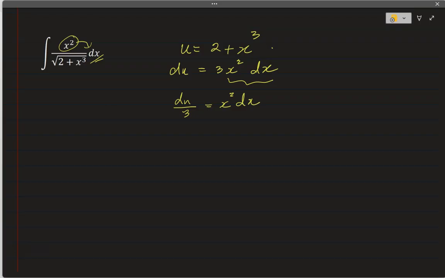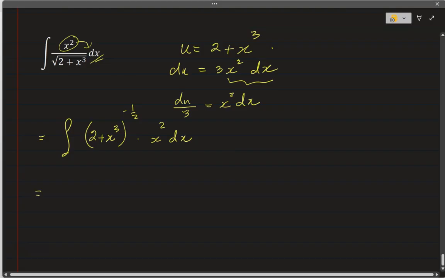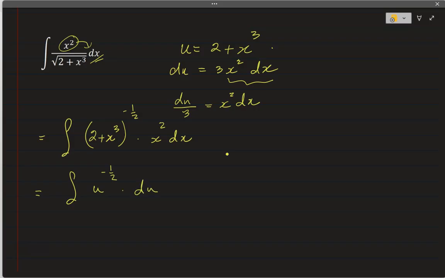Excellent. Now let's go ahead and rewrite. The first thing we're going to do is change the radical form to the exponential form, which is right there. And then we're just going to rewrite it as x squared times dx. And now we're going to do the substitution. So this would be the integration of u to the negative half times du. Okay. And now that we have this, we go ahead and do the integration. Oh, by the way, this is du over 3. Apologies, du over 3, which is right here.